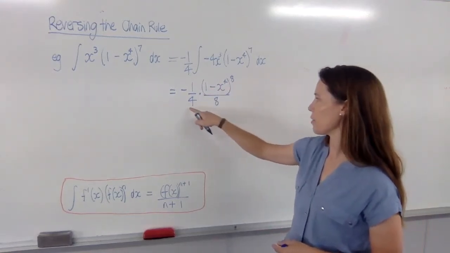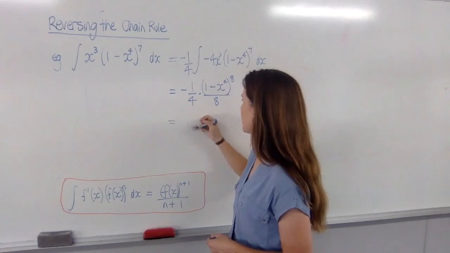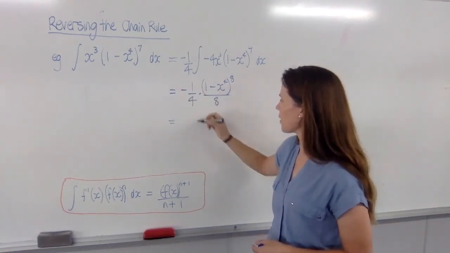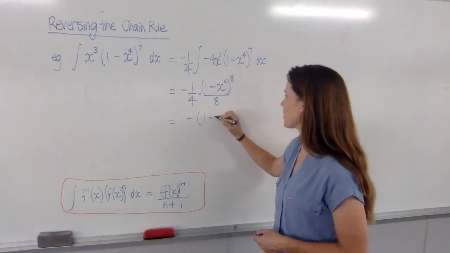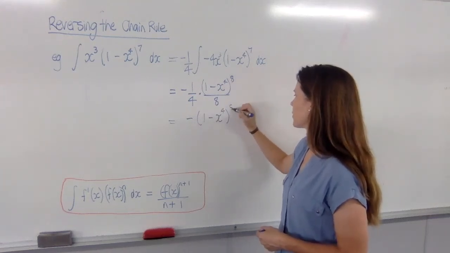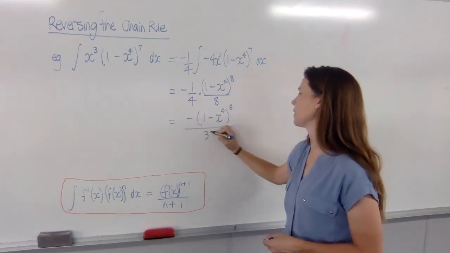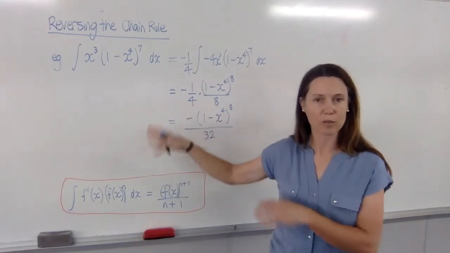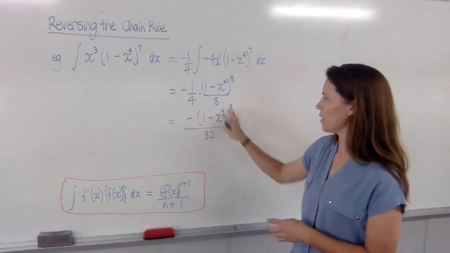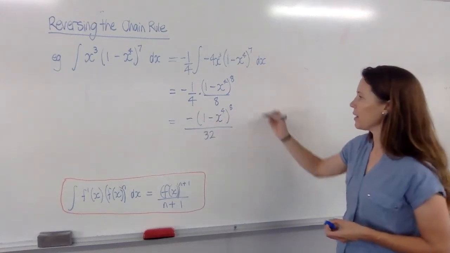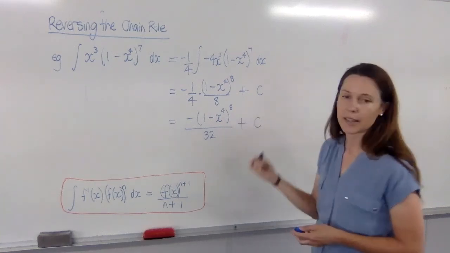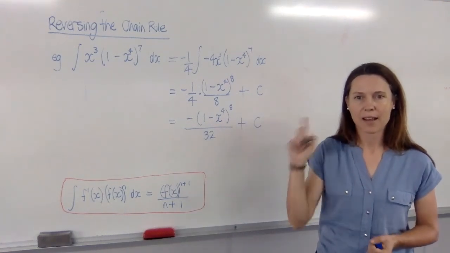Now I can just tidy up. I've got quarters and eighths on the bottom, so I can just bring those together and make 32. And here I've got the negative out the front. There's a bunch of ways you can write this that are all the same. I'm just going to make it look tidy and do it like that. Some people might write minus 1/32 out the front and then put this, but I think that looks neat and tidy that way. Now I've integrated, so I need to add c. Always remember when you get to the end, add a constant.